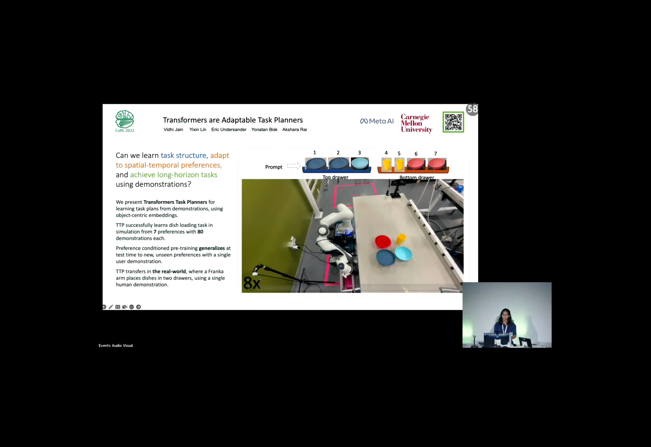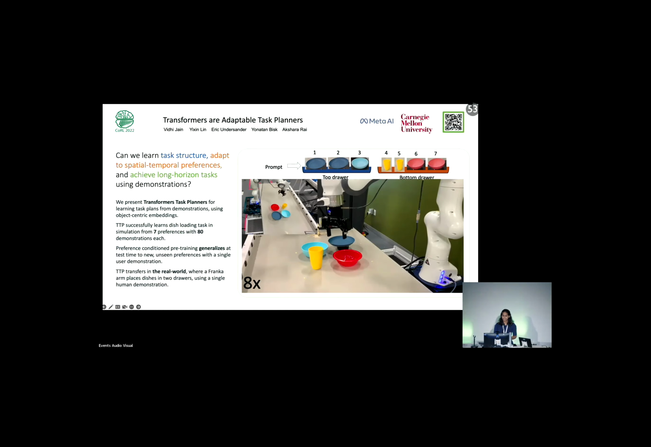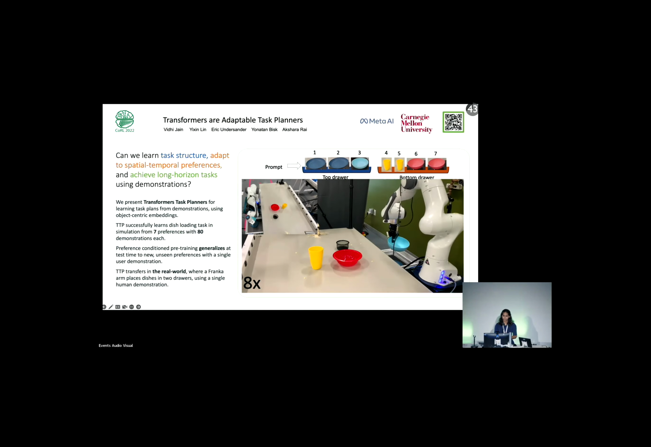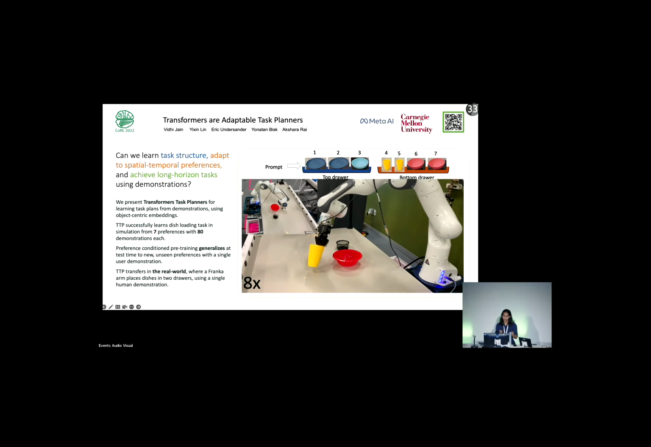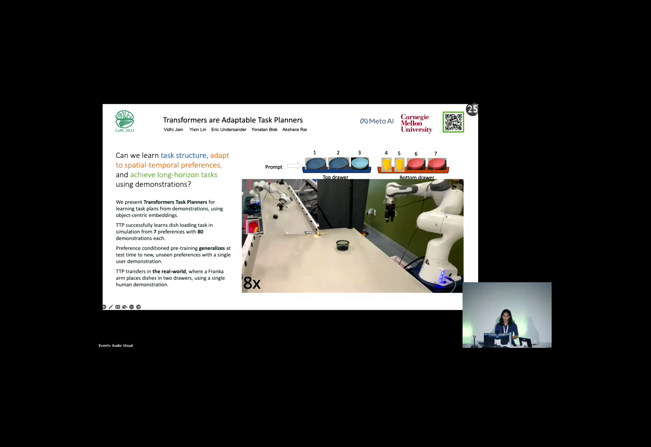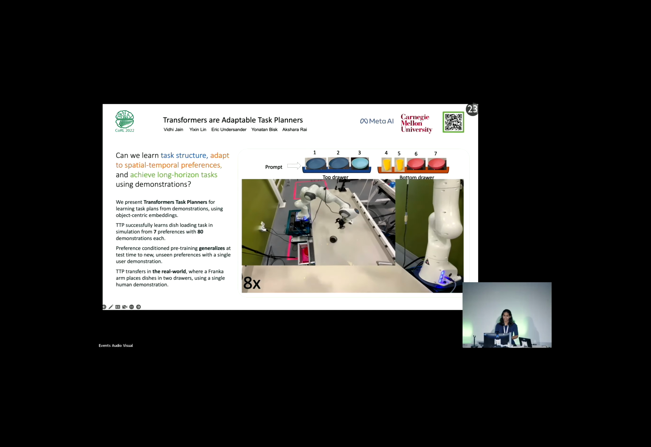Hi, everyone. Today we present transformers as adaptable task planners. Every person has different preferences, and future robots should be able to adapt to these. So we ask how we can learn jointly the task structure and the preferences from demonstrations for tasks such as dishwasher loading. We experiment in a simulated environment and transfer this policy to a real-world Franka arm to load dishes into drawers, and see that this can generalize to unseen preferences with a single user demonstration.